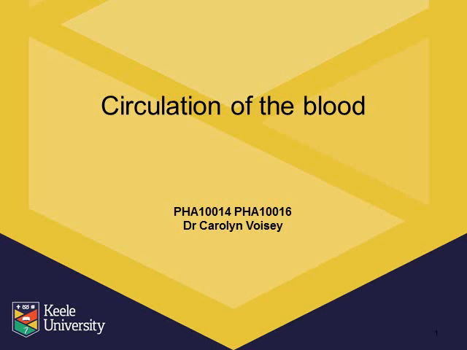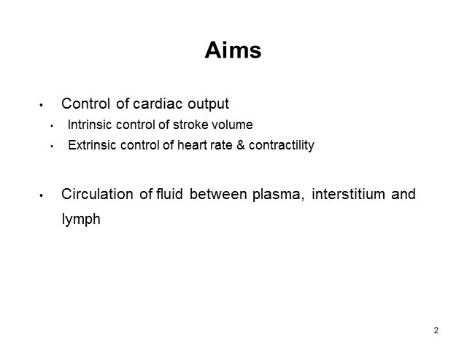Okay folks, welcome to the last lecture in the cardiovascular system, circulation of the blood. One of the things we have to cover today in this session is control of the cardiac output, intrinsic control of stroke volume and extrinsic control of heart rate and contractility. In case you're not sure of the definitions, intrinsic means integral to itself, extrinsic is something that's outside stimulating the heart to contract. Also need to cover circulation of fluid between plasma, the interstitium and the lymph system.